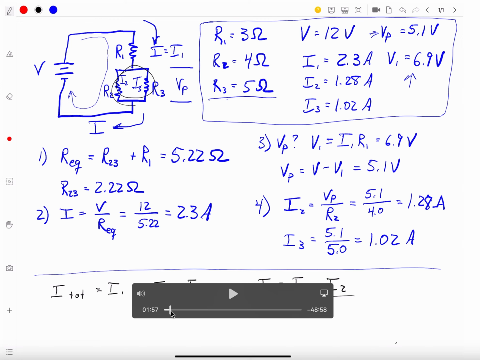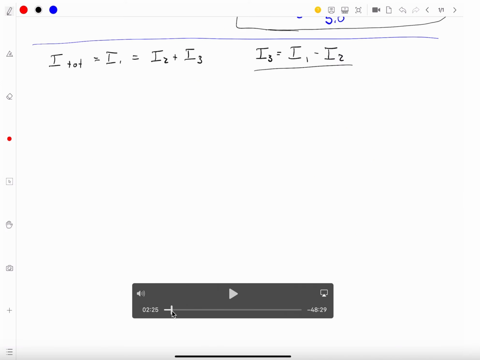And if you notice in the big box where we've got all the values listed, I1 is 2.3, I2 is 1.28, and I3 is 1.02. If you add those together, you get 2.3. So I2 plus I3 equals I1, and I sort of prove it there.